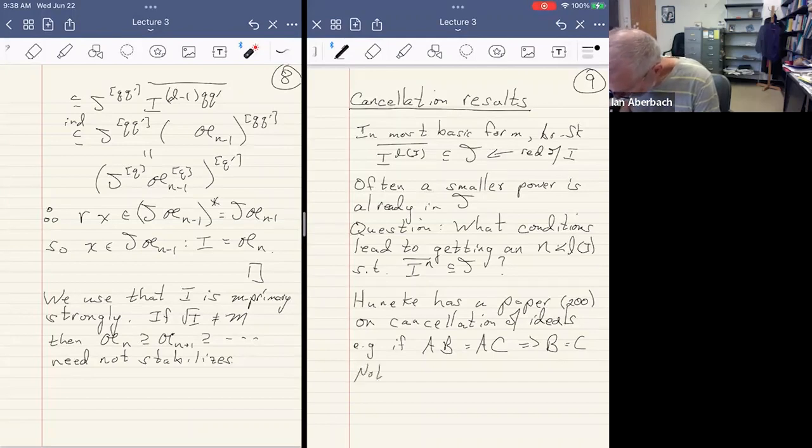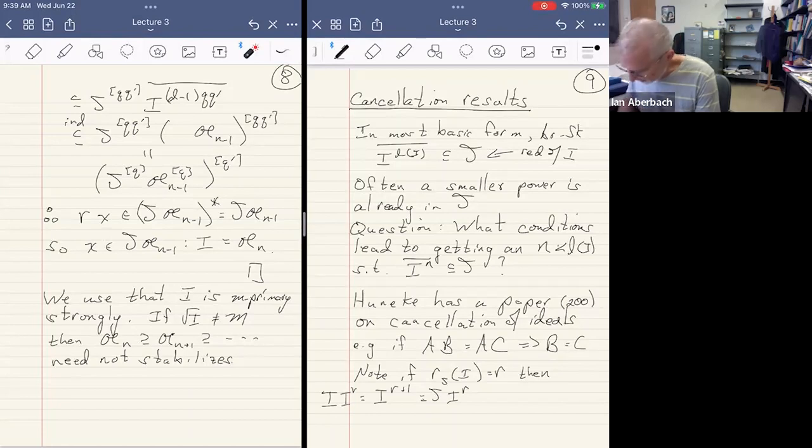So note, if the reduction number of J and I is r, then we have that I to the r plus one is equal to J times I to the r. And of course, this is I times I to the r. So you can try to think, is there any form of cancellation here? Can you cancel one of the I's? And does this imply anything like I to the r is contained in J? And of course, the answer is no, usually. You need a lot more going on here.